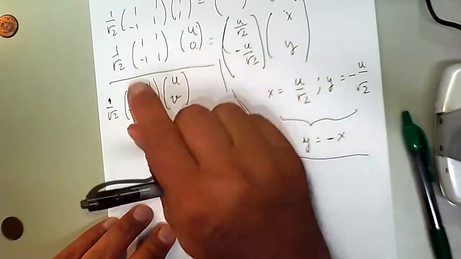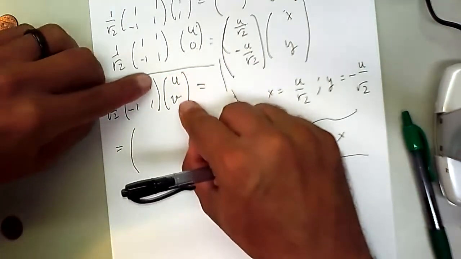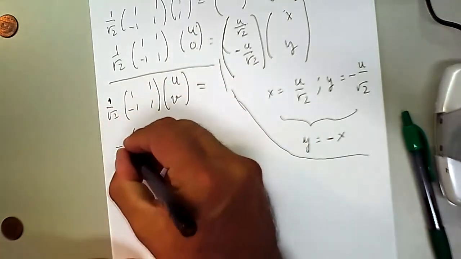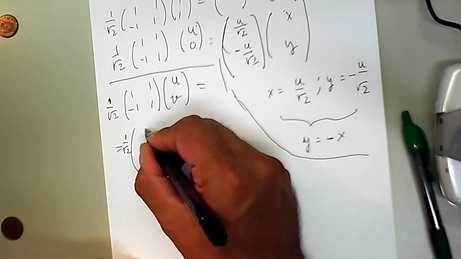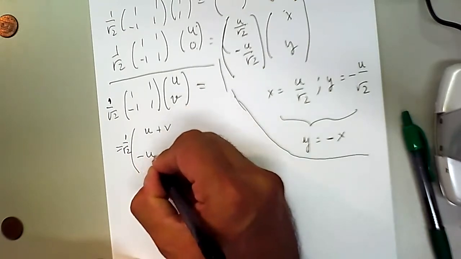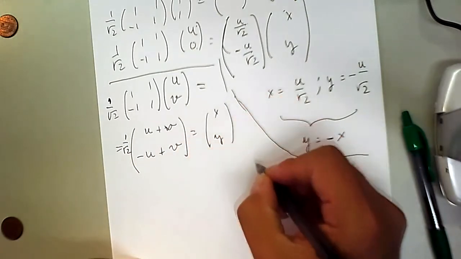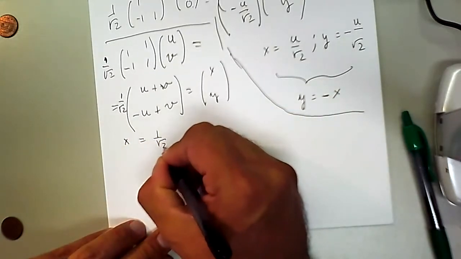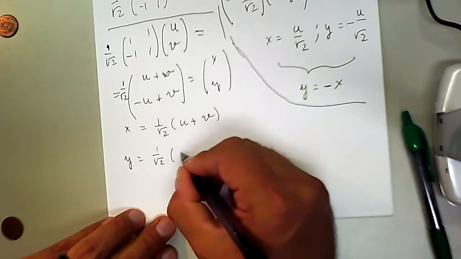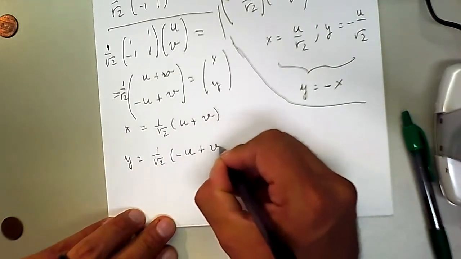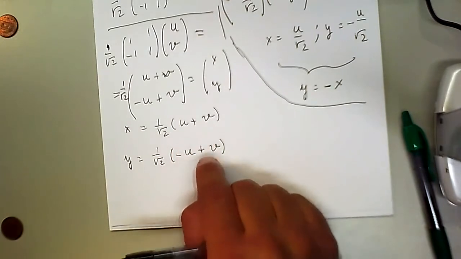So here, when we multiply, we get, so I'm going to continue down here, U plus V as we go across this way. And we can keep this outside to keep things simple: 1 over the square root of 2, and then we have U plus V, negative U plus V. And remember, that corresponds to X and Y. So what we are saying is that X is equal to 1 over the square root of 2 quantity U plus V, while Y equals 1 over the square root of 2 quantity negative U plus V. So that is the way to obtain X's from those U's.